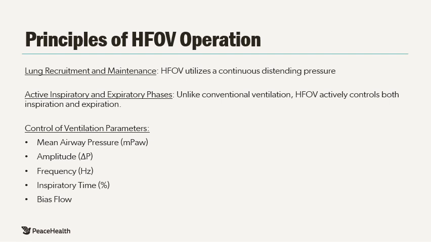Inspiratory time is set on a percentage. It is the proportion of oscillatory cycles dedicated to inspiration, typically set between 30 and 50%. Here at P-South, we use 33%. And last is bias flow. This is a continuous flow of humidified gas through the circuit, aiding in maintaining a desired MAP and facilitating gas exchange.